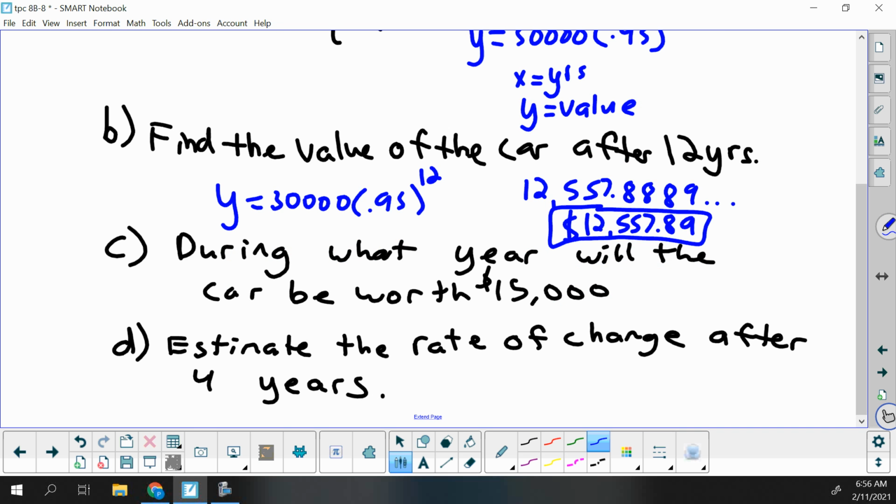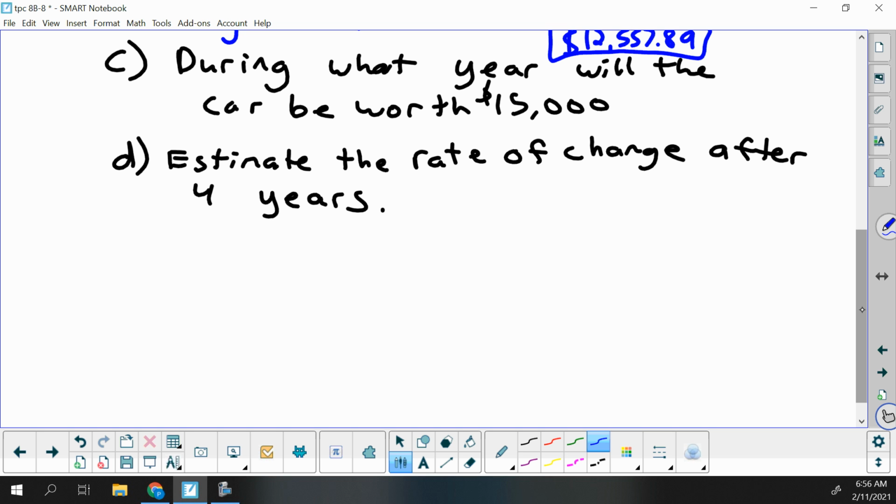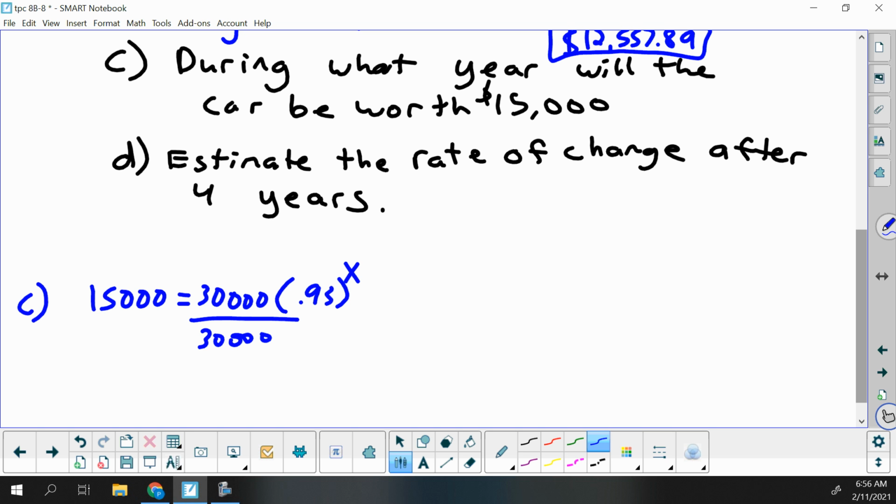So I'm going to need some more room for C, so I'm going to put it down below here. But we want to know during what year will the car be worth $15,000. So we're going to put 15,000 in for y, because that was the value spot. We had 30,000 times 0.93 raised to the x. So we're going to start by dividing by 30,000. 15,000 divided by 30,000 will give us a half.